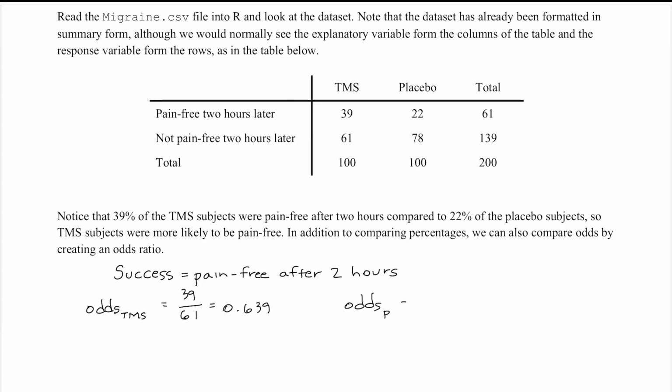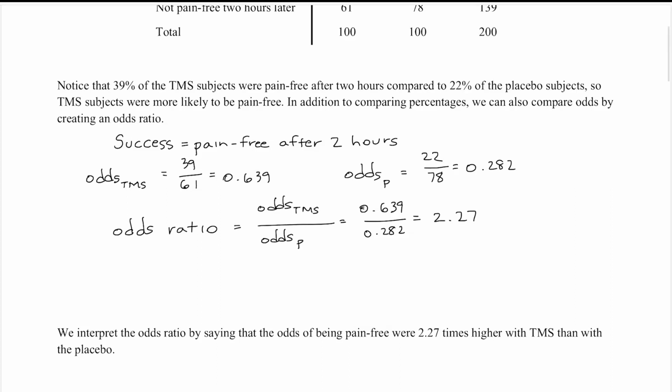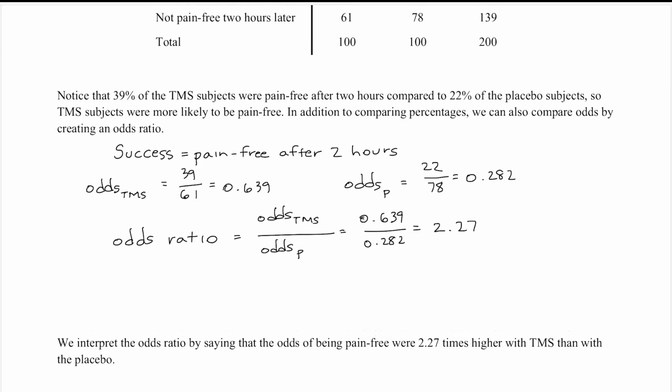You should try it yourself to make sure you get the same thing. And then the odds of success for the placebo group is, again, the successes to the failures. And when you do that ratio, you get 0.282. And then the odds ratio is the ratio of each of those two odds. Right? So the odds ratio would be the odds of success in the TMS group in ratio with the odds of success for the placebo group, or 0.639 over 0.282. And if you do the math on that, you should get 2.27.